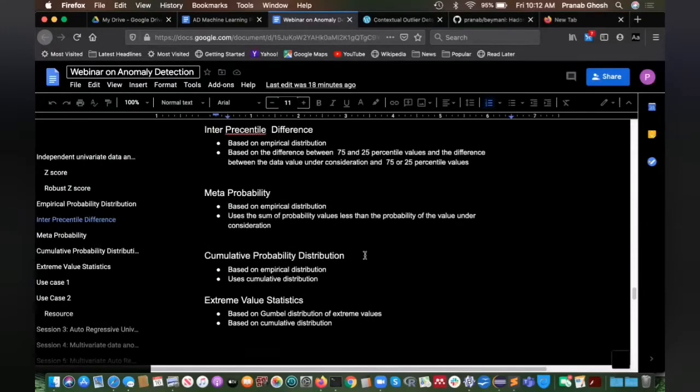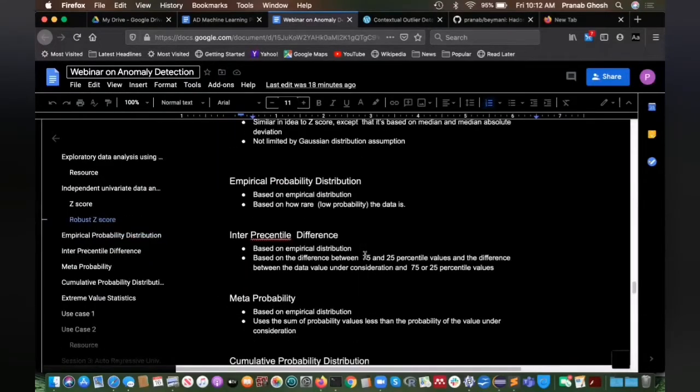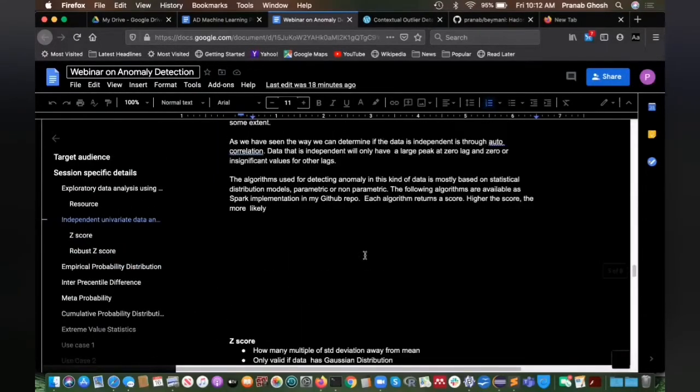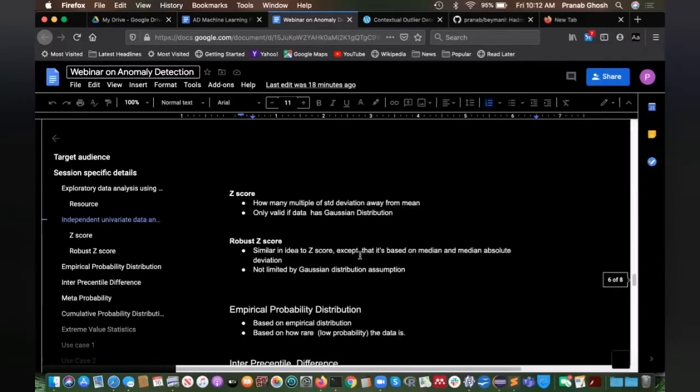So what we are going to do today is go through two use cases. The first one will use robust z-score, and the second one will use z-score. Robust z-score is not even based on a distribution, you just calculate the median essentially. Z-score is obviously based on a parametric distribution, and it's assumed to be Gaussian.